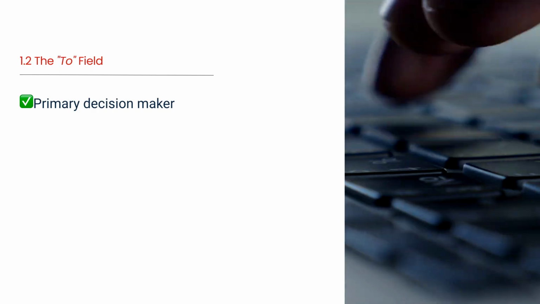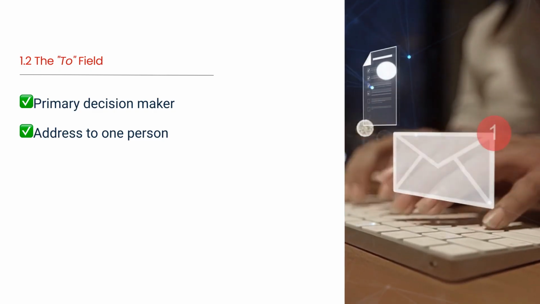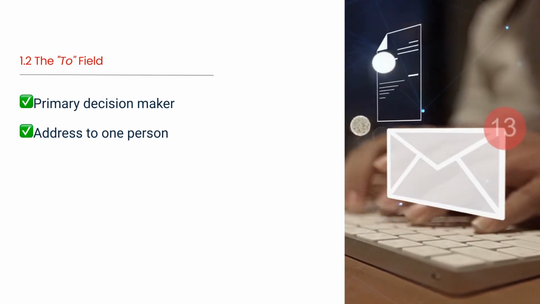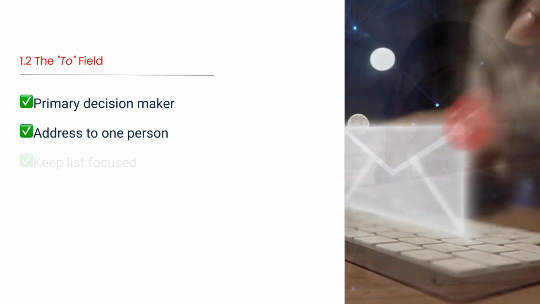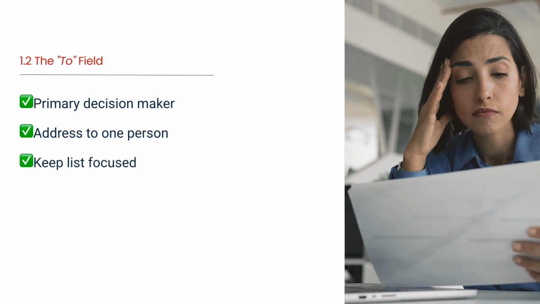The to field. This line is exclusively for the person expected to take direct action. Always address it to one single recipient. If you must include 2 or more people, you must explicitly state who is responsible for the reply. Keep the list focused to avoid confusion about who is actually in charge.